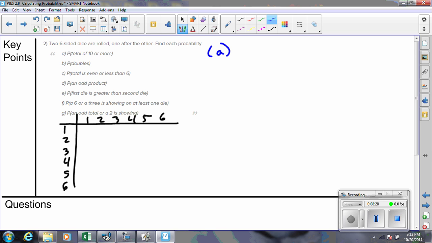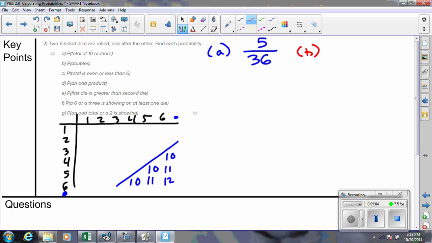Well, keep in mind that we would get 12 with 6 and 6. 6 plus 5 is 11. 6 plus 4 is 10. 5 plus 5 is 10. And then all the rest of these, we'd have our diagonal of 9, diagonal of 8, diagonal of 7, and so forth. But we would recognize our total number of possible outcomes, 6 times 6 is 36 outcomes. And we can count that there are 5 of them that have a total of 10 or more. Part A is done.